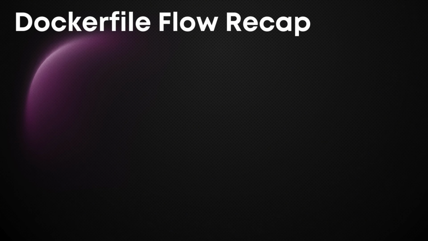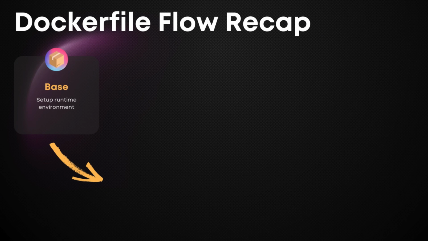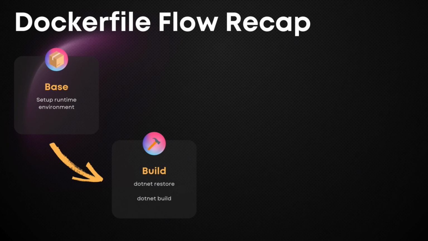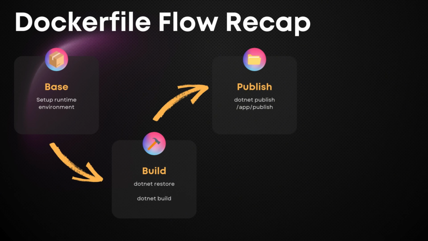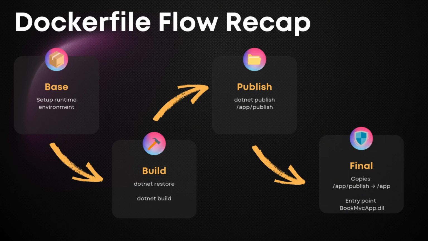So we've created a multi-stage Dockerfile that will containerize our .NET application efficiently. Here's how that process flows. We have our base stage that sets up the environment required to run the application, so the runtime only, no build tools. We have our build stage. This installs our dependencies and compiles the application. Then we have our publish stage, which packages the app by publishing it to a clean folder. And then in our final stage, we create a minimal production-ready image using only the published files and runtime. This multi-stage process ensures our Docker image is small, secure, and production-ready.